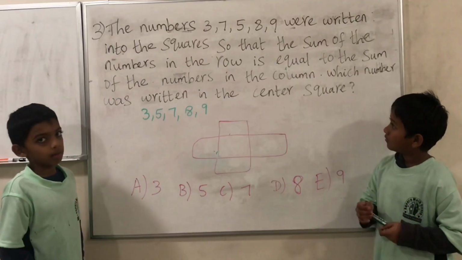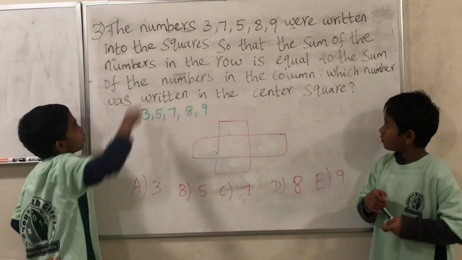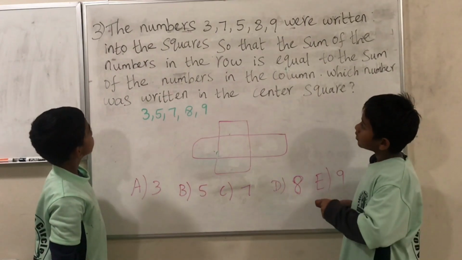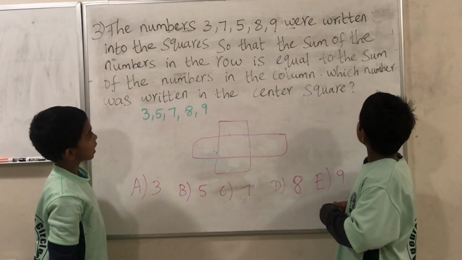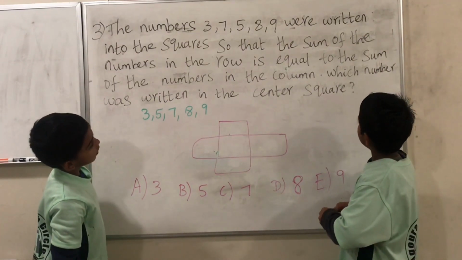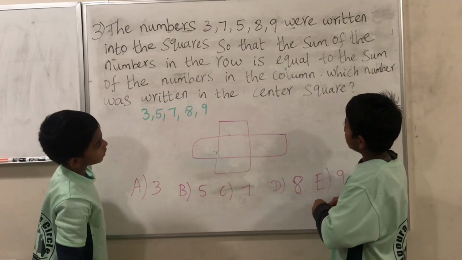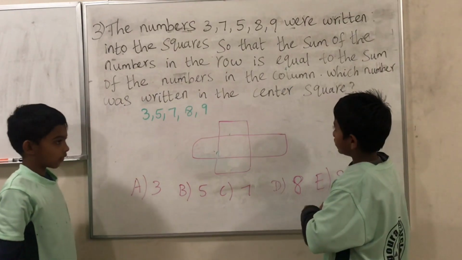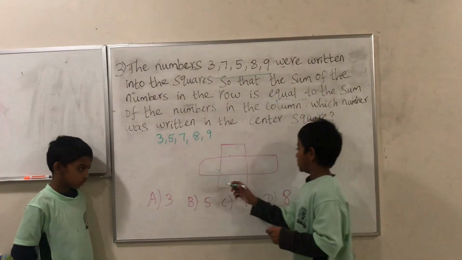We are on problem number 3. The numbers 3, 7, 5, 8, 9 were written into the squares so that the sum of the numbers in the row is equal to the sum of the numbers in the column. Which number was written in the center square? So let's try option number 3.